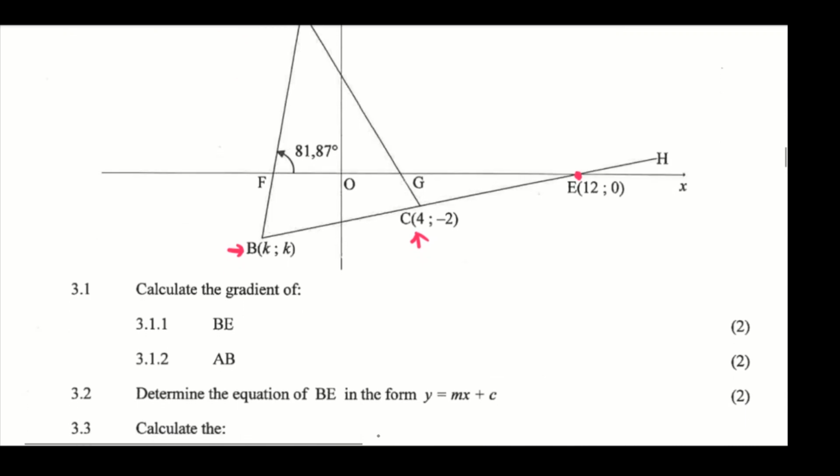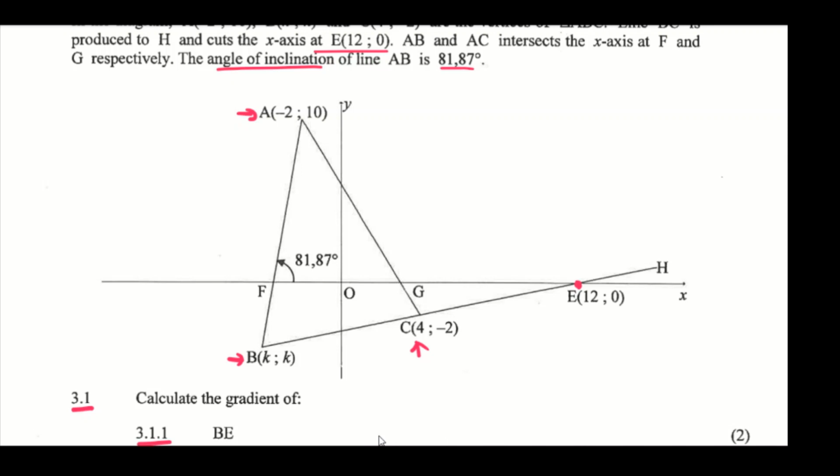Going to 3.1, where we are asked to find the gradient of BE, knowing BE is just from this point here all the way up to E. Since C lies on the same line as BE, we can simply use C and E to find the gradient of BE, because they share the same gradient. Remember the properties of collinear points. So we're just going to use the point C, which is 4 and minus 2, and then use E, which is 12 and 0. So we're finding the gradient of CE, knowing that it's also equal to the gradient of BC.